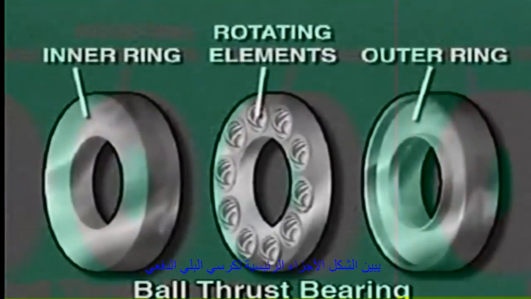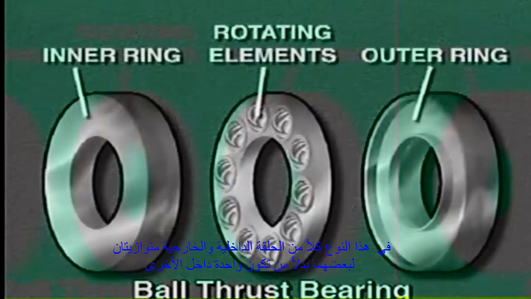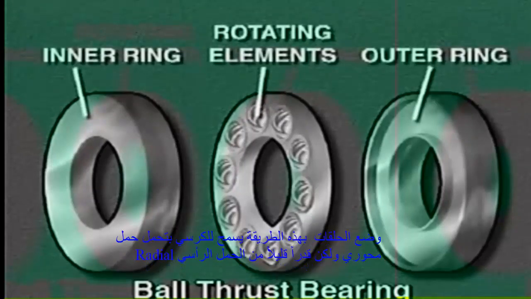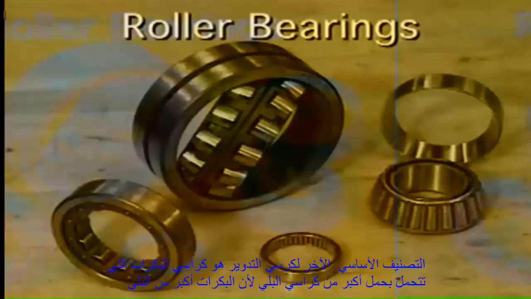This illustration shows the main parts of a type of ball bearing called a ball thrust bearing. In a ball thrust bearing, the inner and outer rings are parallel to each other instead of one inside the other. This placement of the rings allows the bearing to support axial load, but only a small amount of radial load.